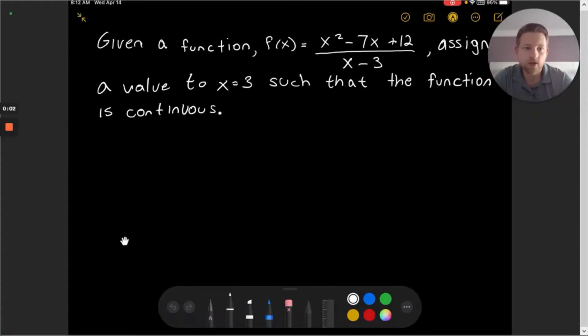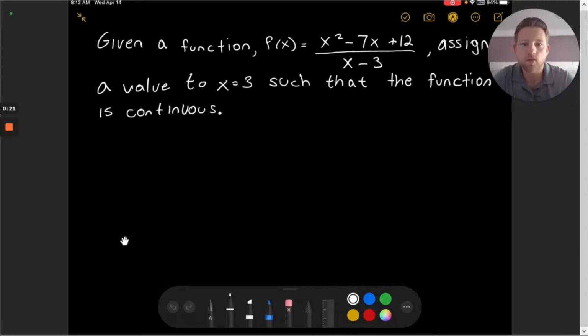Welcome. In this video, we will take a look at another continuity problem. This asks us, given a function f of x, to assign a value to x equals 3 such that the function is continuous. So let's take a look at this function.